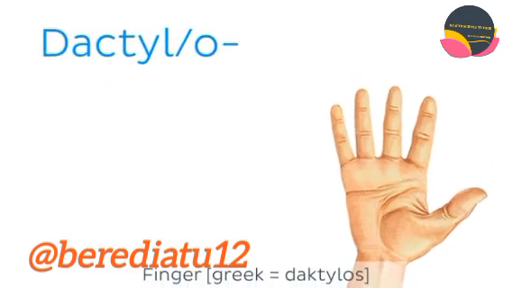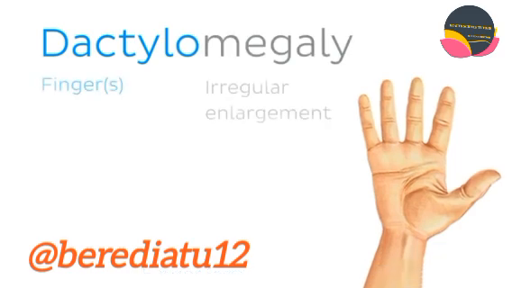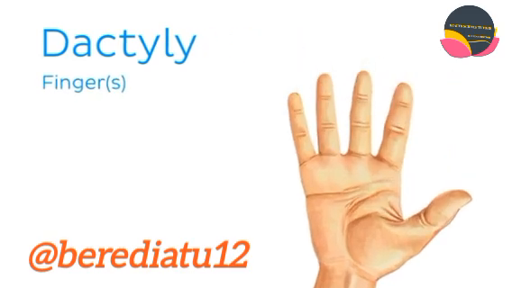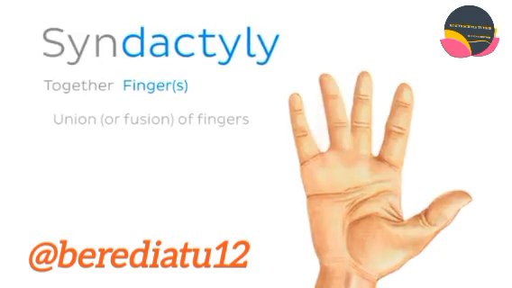Dactyl, or dactylo, comes from the Greek term dactylos, which means digit or finger. For example, the condition dactylomegaly is an enlargement of one or more digits. You might be even more familiar with this term when it appears as a suffix, dactyly, such as syndactyly, a congenital disorder resulting in the fusion of two or more digits.